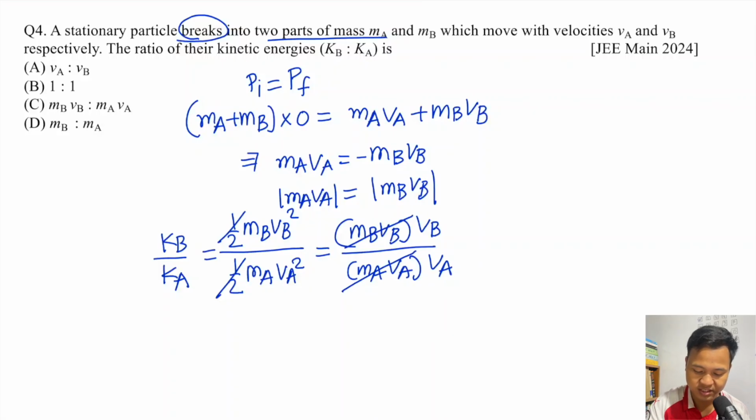MB VB and MA VA cancel out, since they are equal in magnitude. After cancellation, what remains is VB divided by VA. So the ratio is VB is to VA. Option 1. Here you make a correction: it is VB is to VA, which is option 2.